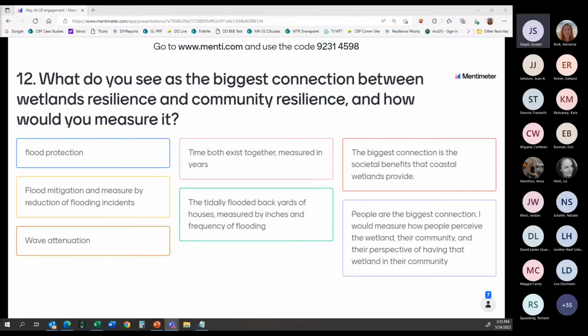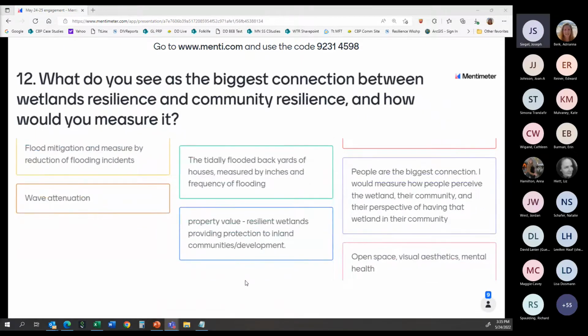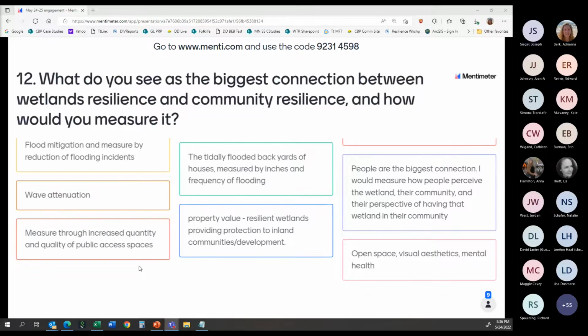People are the biggest connection. And I measure how people perceive their wetland, their community, and their perspective of having that wetland in their community. Wave attenuation. I assume that's a way of measuring it, or a connection perhaps. Property value. Resilient wetlands provide protection to inland communities and developments. Open space, visual aesthetics, mental health. Those are connections between wetlands resilience and community resilience.